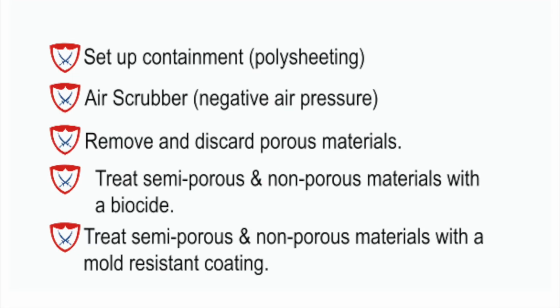In terms of setting up a scope of work, we normally come in and set up containment, so we seal off the space to not allow cross-contamination with the rest of the living space. We then put in air scrubbers or negative air machines to run all the air through HEPA filtration and remove the spores from the air. We remove and physically discard the porous materials, and then all semi-porous and non-porous materials get treated with a biocide, which is a product that kills mold on contact, scrubbed, and then treated with an acrylic-based mold-resistant coating.